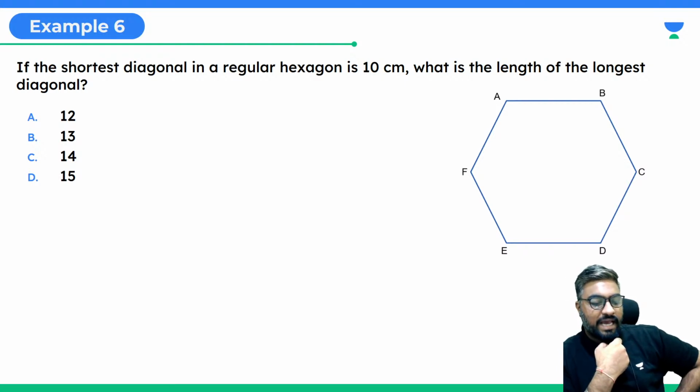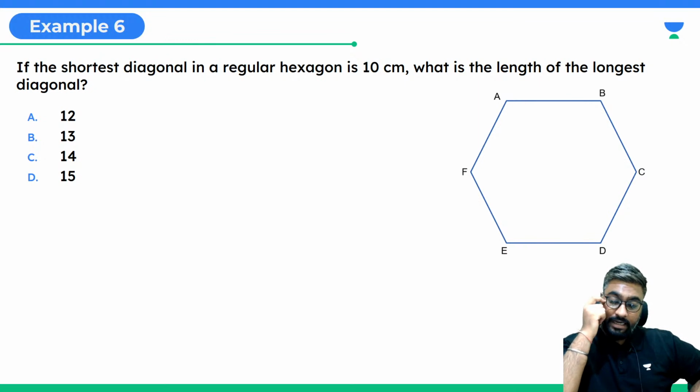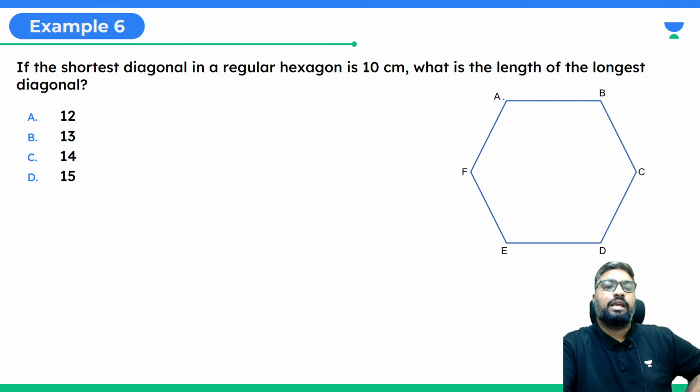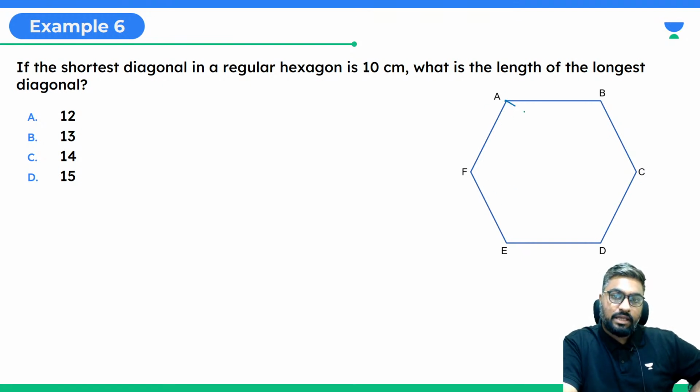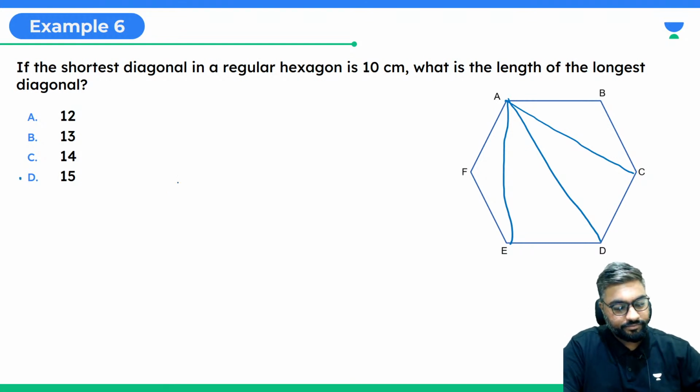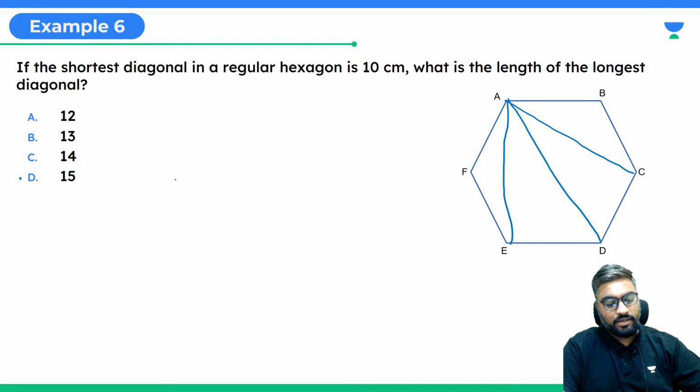So the shortest diagonal, they're saying shortest diagonal, right? So what must a diagonal be? A line joining two non-adjacent vertices, correct? So if I take point A into consideration, what will be the shortest diagonal? Will it be AC? Will it be AD? Or will it be AE? Dinesh says D, 15, okay. Others?